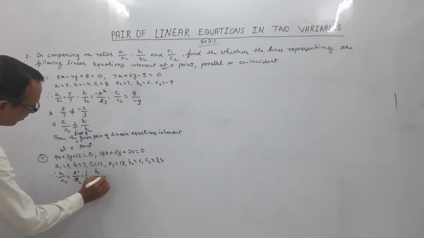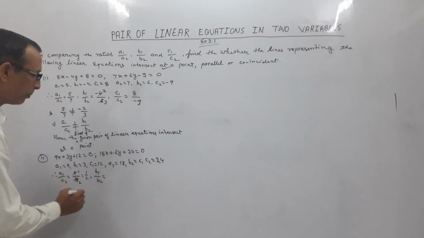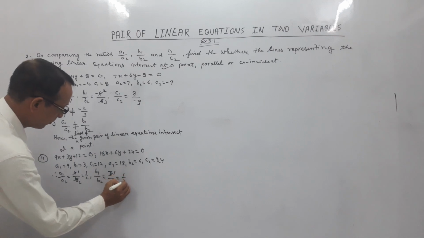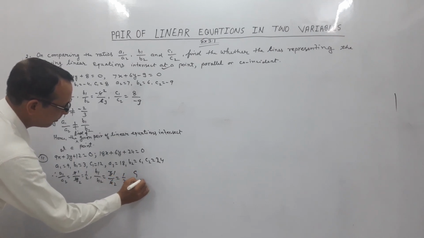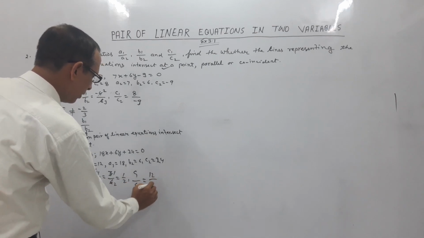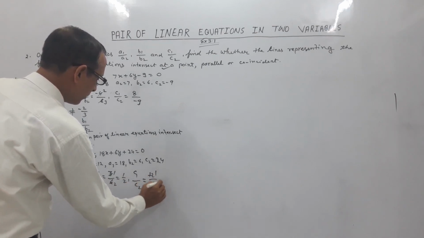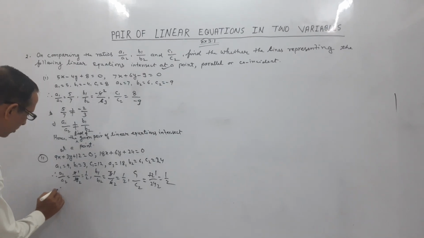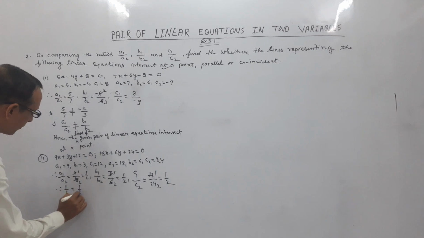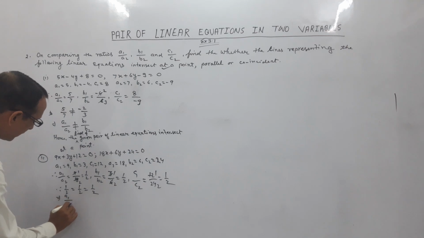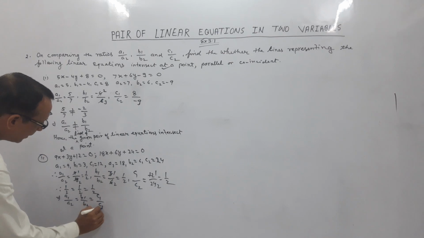So therefore a1 upon a2 equal to 9 upon 18, means 1 upon 2. b1 upon b2 equal to 3 upon 6, which is 1 upon 2. c1 upon c2 equal to 12 upon 24, which is 1 by 2. So therefore 1 by 2 equal to 1 by 2 equal to 1 by 2, then implies a1 by a2 equal to b1 by b2 equal to c1 by c2.